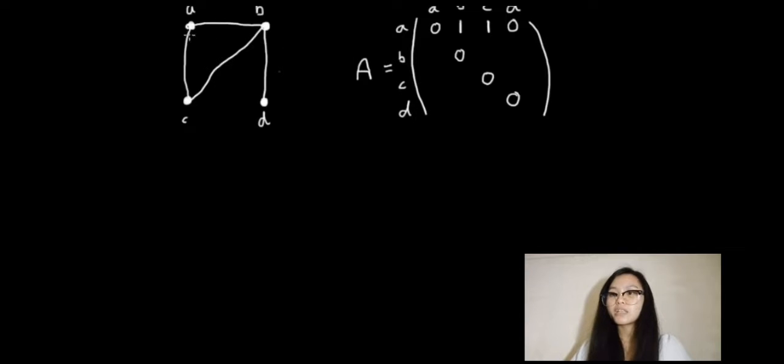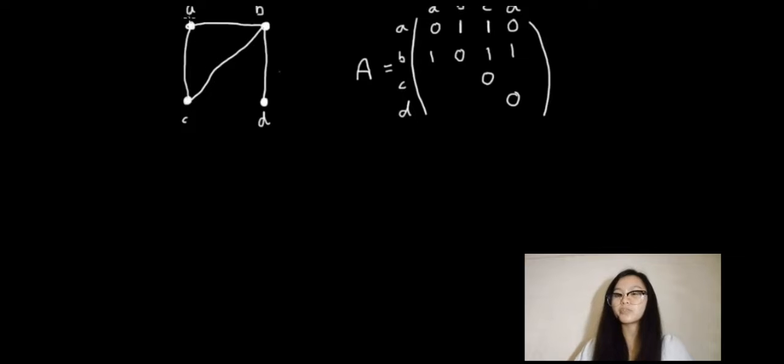Well, B is adjacent to A, so I put a 1 in here. B is adjacent to C, so I'm going to put 1 in here. And finally, B is adjacent to D, so I'm going to put 1 in here. That's the vertex B done.